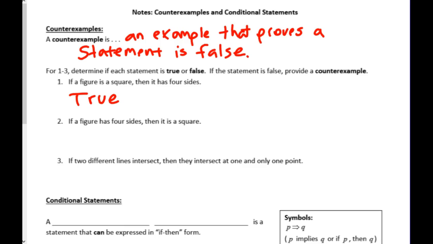Okay. True. Now, number 2 is asking it backwards. If a figure has 4 sides, then it is a square. Is that always true? So now, counterexample. What's an example of a 4-sided figure that is not a square? Not a triangle, because it has 4 sides. Rectangle. What else? Trapezoid. Kite. Rhombus. Diamond. Parallelogram. So we're going to put true or false. False, and then you can write your counterexample. If you don't want to put rectangle, put something else that's 4-sided that's not a square. Okay?